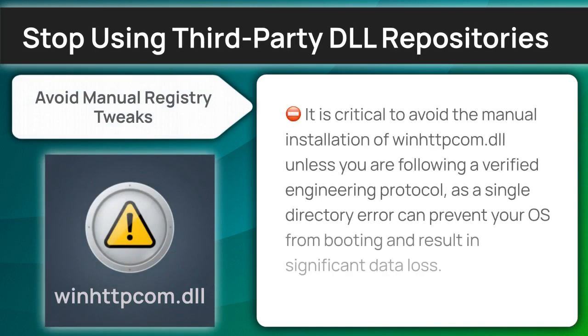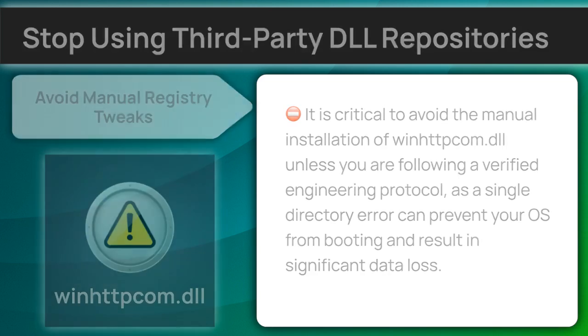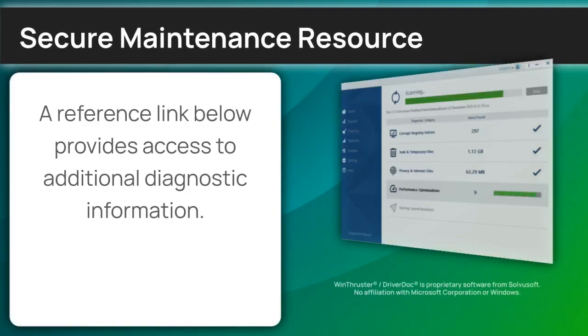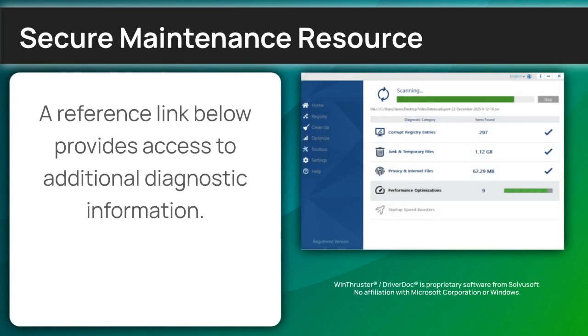Safety first, never attempt to replace WinHTTP COM Library DLL with files found on random download portals. These sites lack quality control and often distribute files that are incompatible with modern Windows updates. A verified diagnostic utility can help manage the ongoing restoration and health of your system's library ecosystem.